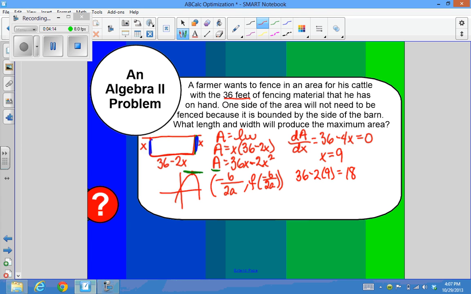Okay, so what length and width will produce the maximum area? Again, this was in feet, so I want 9 feet by 18 feet. Okay, and that will do that. That gives you your maximum area. Your x value needs to be 9. I was looking to see if I had mixed something up. Nope, length and width. So there's my length and my width, 9 feet by 18 feet.